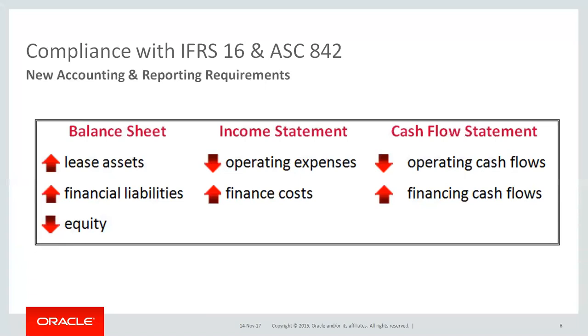So initially there will be a slight reduction in your operating expenses, but your finance costs are going to go up. Earlier, the interest expense was only being calculated for finance leases, but going forward, even operating leases are going to be subjected to the same treatment. You would be finding interest expense on your operating leases, and hence your finance costs are going to increase. For the cash flow statement, there is a similar kind of impact.